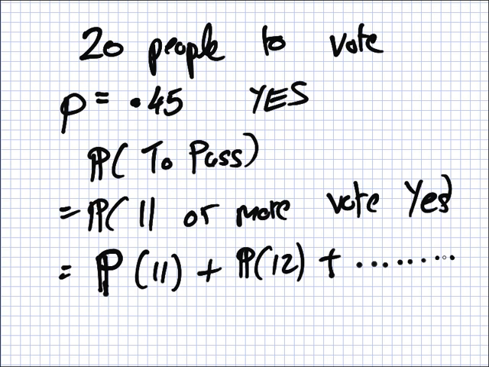Will this next number be higher or lower? Lower, because you're asking for a more unlikely thing to happen. You're asking for more than 11 people to vote yes. You're asking for 12 people to vote yes. And the next one here, higher or lower?